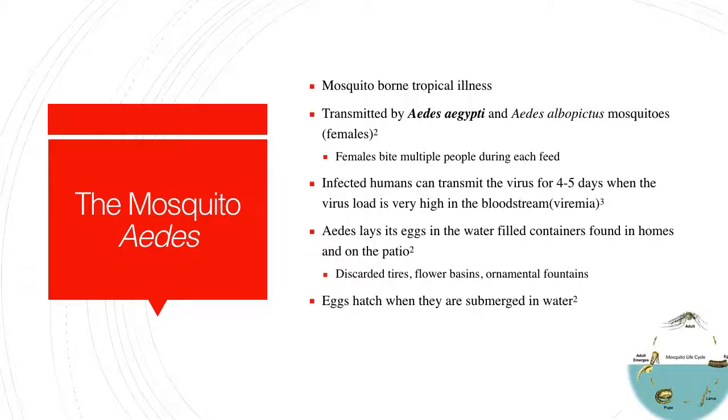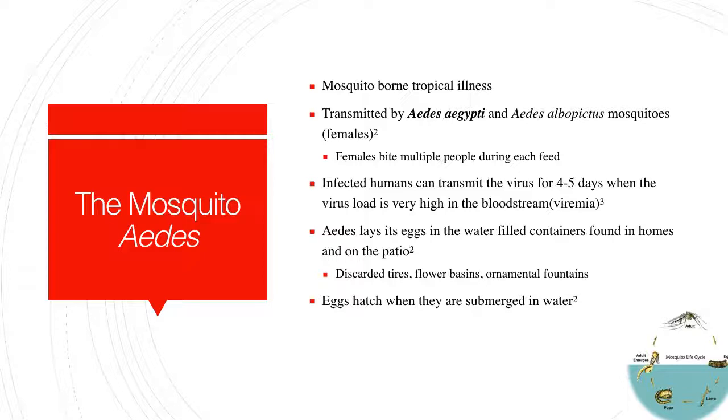Dengue disease is a mosquito-borne disease that is primarily transmitted by the female Aedes aegypti and Aedes albopictus. Rarely, dengue can be transmitted from human to human via blood transfusions or organ transplant from infected donors, but this is extremely rare. More commonly, the virus is transmitted when the mosquito bites an infected individual. Infected humans can transmit the virus for 4 to 5 days when the viral load is very high in the bloodstream. The Aedes mosquito is able to bite multiple individuals in each feed and is therefore able to spread the infection to multiple individuals during that time.